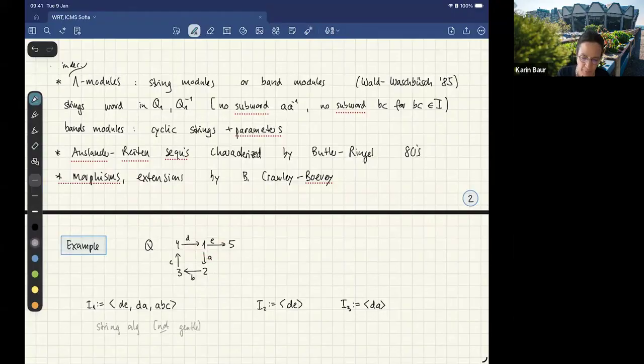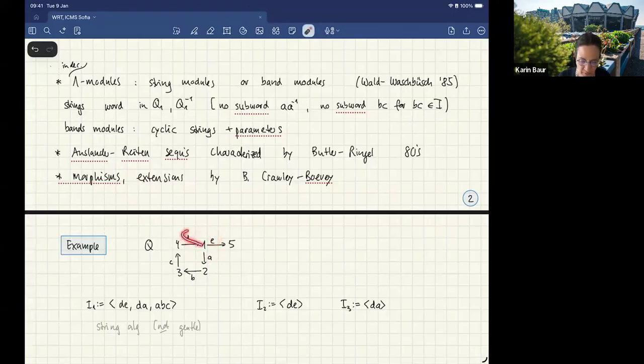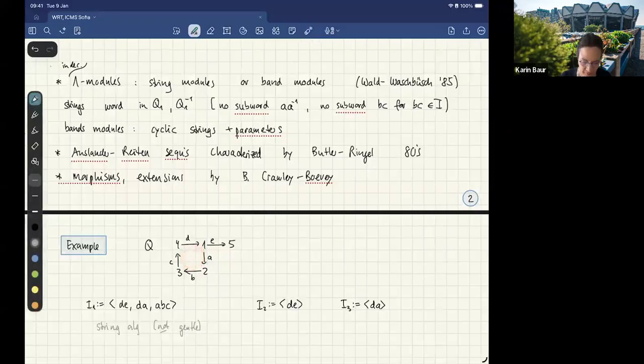Then the second one, I only kill this composition, dE, which means that there is an infinite, well, there's arbitrary length path here, and that algebra will be infinite dimensional. So that is locally gentle. And the last one is really a gentle algebra.